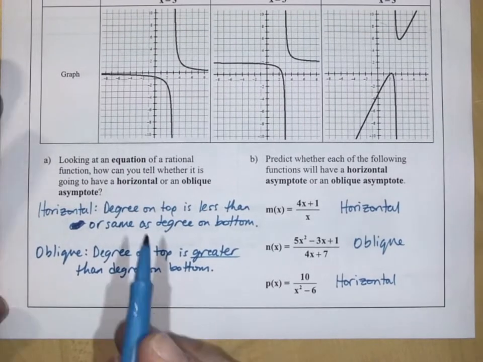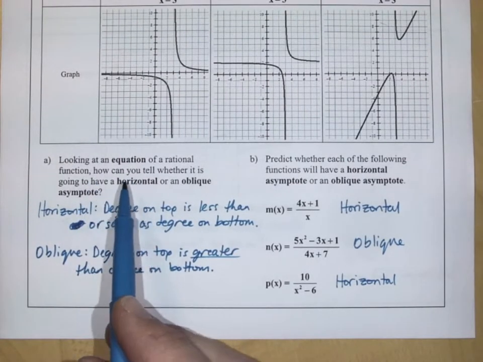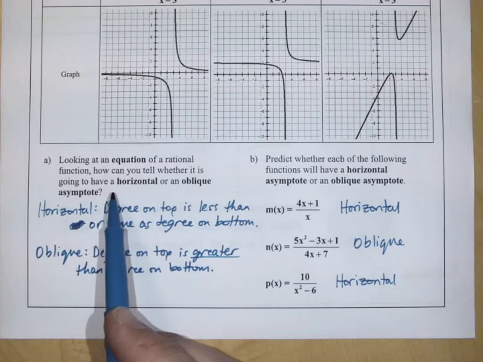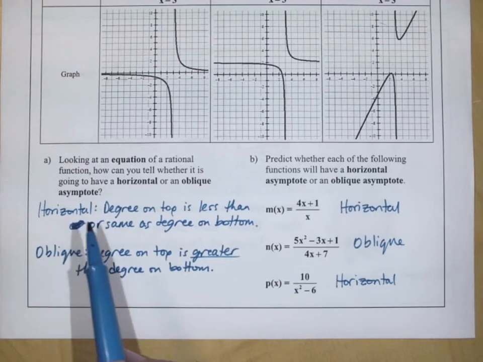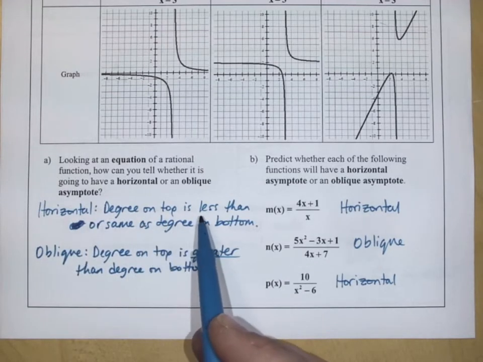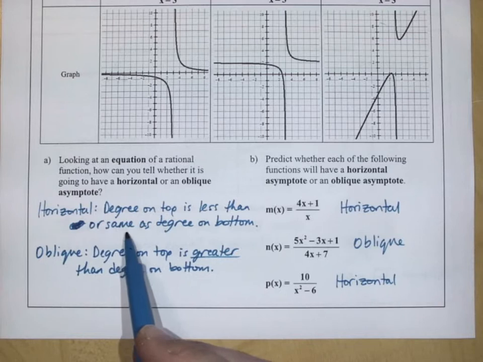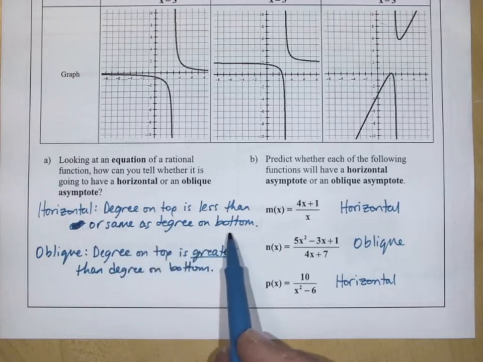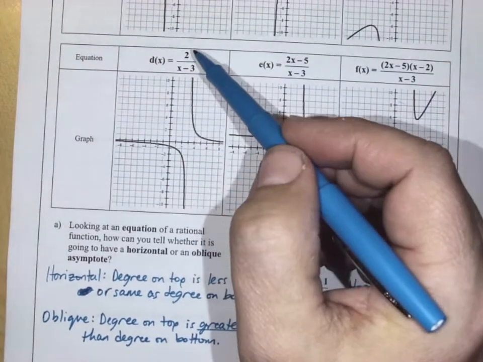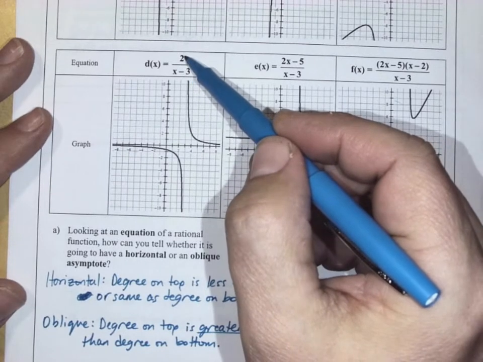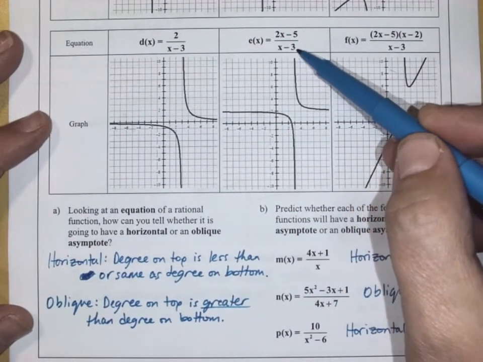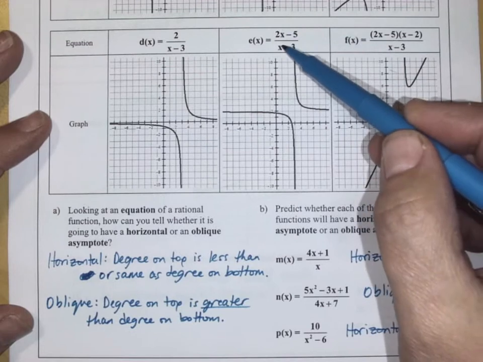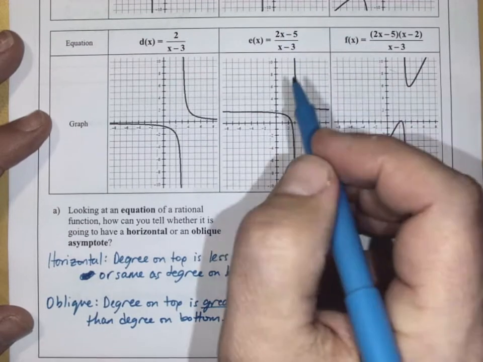Okay, we're back. A, looking at an equation of a rational function, how can you tell whether it's going to have a horizontal or an oblique asymptote? Here's how you tell. In order for it to have a horizontal, the degree on the top has to be either less than or equal to the degree on the bottom. For example, 2 over x minus 3, the degree on the top is less than the degree on the bottom. 2x minus 5 over x minus 3, the degree on the top is equal to the degree on the bottom. That makes it a horizontal.